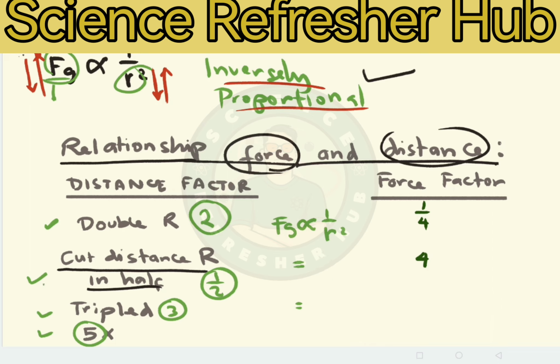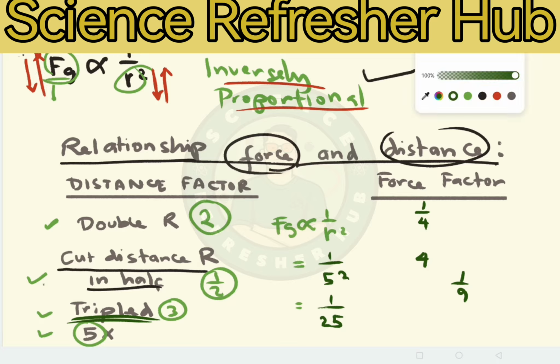What if we will multiply? I will just put it there. 1 over 9 as the force factor if we will triple the distance r. Now, what about times 5? So 1 over 5 squared, that's 1 over 25. 5 times 5, that's 25. And we have over 1 there.